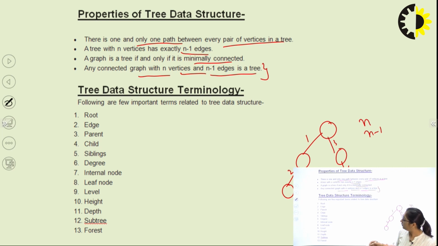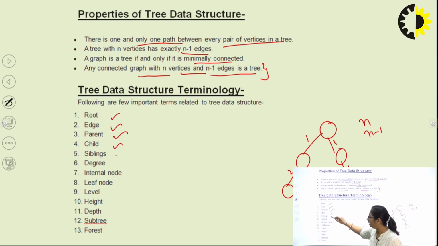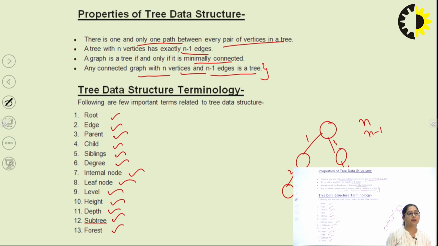So here we discussed what is root, what is edge, what is parent, child, what are siblings, what is the degree and how to calculate the degree of a node, what are internal nodes, what are leaf nodes, what are levels, what are heights, and what is depth of a tree, and what is subtree and what is forest. So let's discuss one by one.